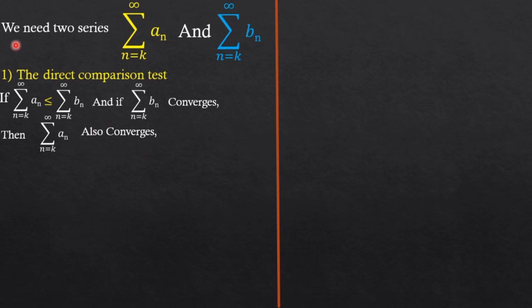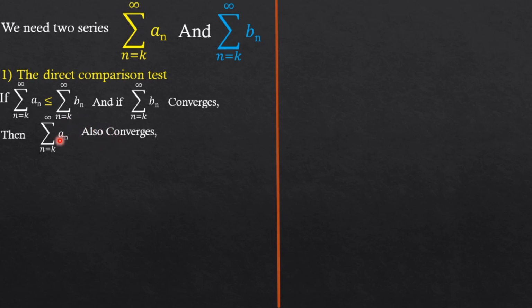Let me take it again. If you have a series, as n goes from k to infinity of a_n, your aim is to test if this series converges or diverges. If you know another series that converges, and the series you are testing is less than the series you know converges, then you can conclude that your series, as n goes from k to infinity of a_n, also converges.